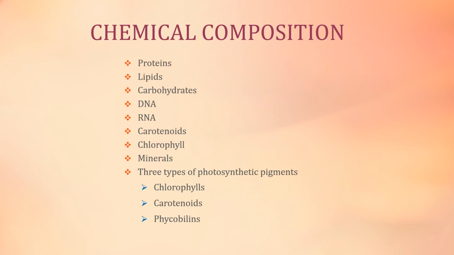Chemical composition. Chloroplast contains proteins, lipids, carbohydrates, DNA, RNA, carotenoids, chlorophyll, and minerals. The chloroplast contains three types of photosynthetic pigments. They are chlorophylls, carotenoids, and phycobilins.